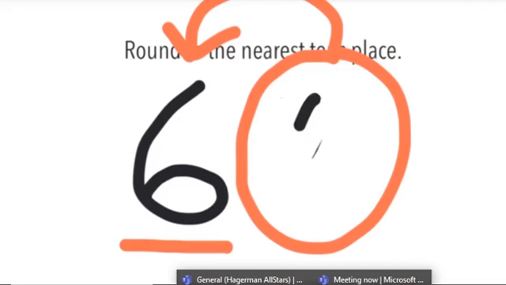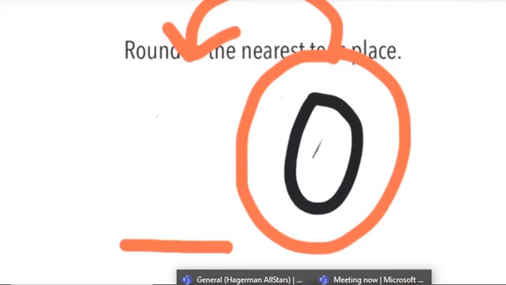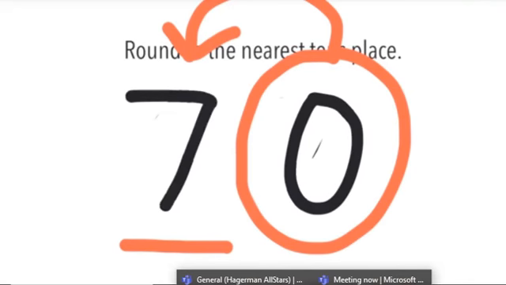So we turn the number we circled into a 0, and the other number goes up by 1. So what's one number higher than 6? Is it 7? Bingo, and you're done. All right, so let's repeat the steps.